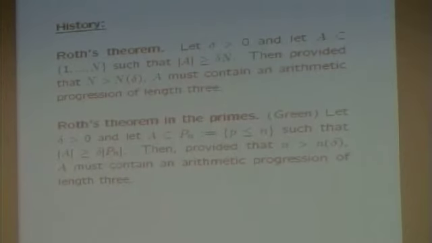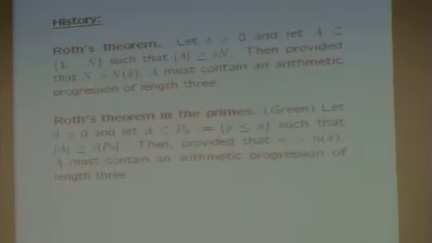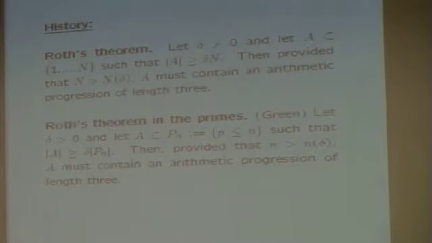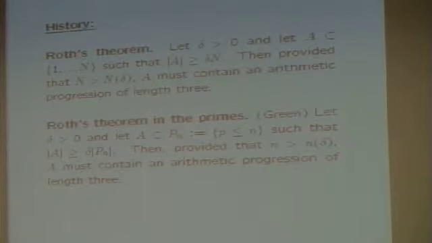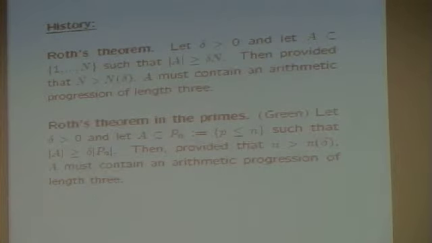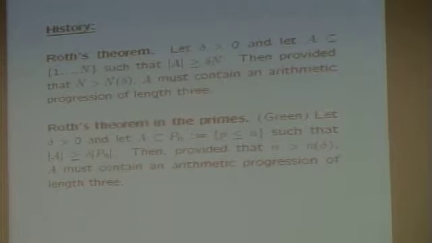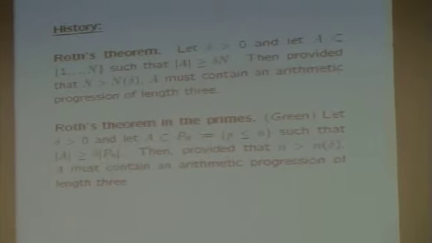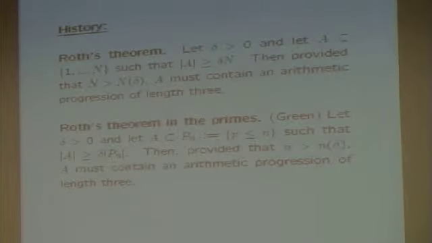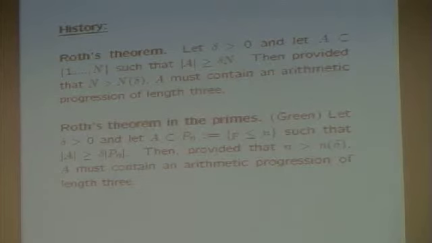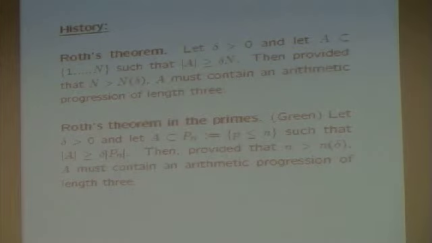A variant on Roth's theorem due to Green is that if you fix delta to be some positive number, and then you take A to be a subset of the primes less than or equal to N, then as long as A has positive relative density in the primes, you can find a three-term arithmetic progression in the primes. The main reason that I wanted to mention this result is we're going to use quite a few ideas from this paper of Ben Green's.